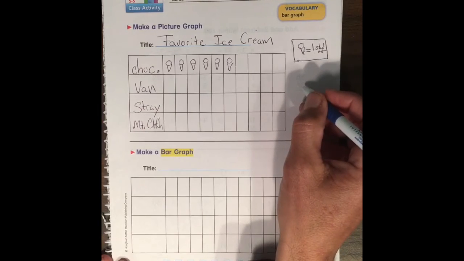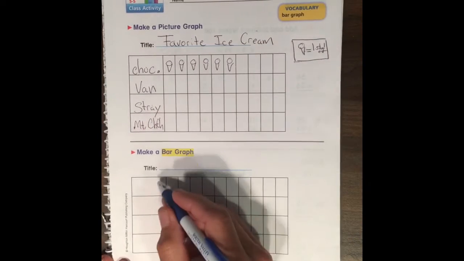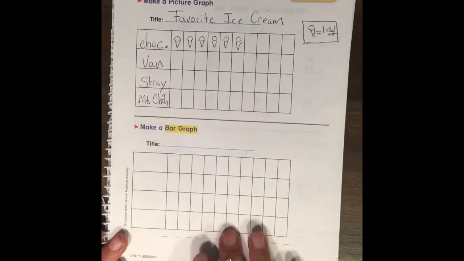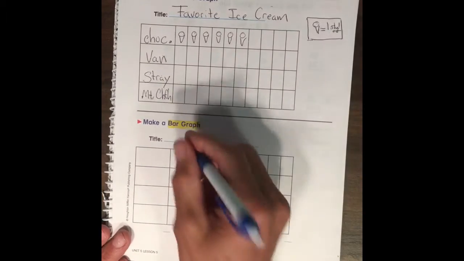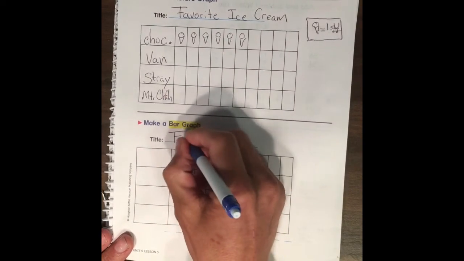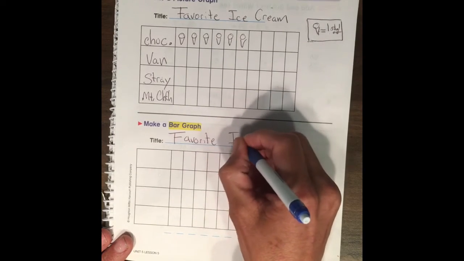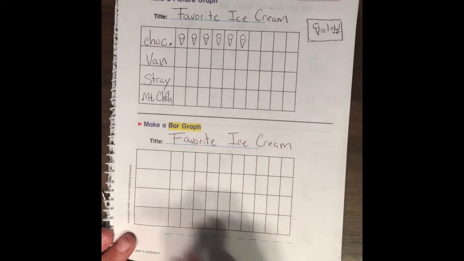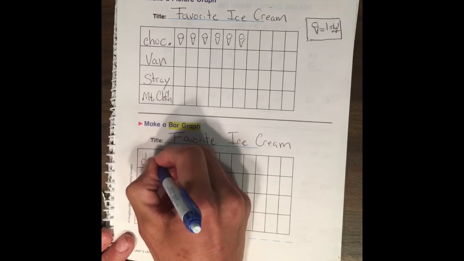When we pause and you do the work, I'd like you to make the picture graph for the rest of this. The bar graph, again, we're going to do the same information. Let me slide it up just a tad. So the title is going to be the same. And then your labels are going to be the same.